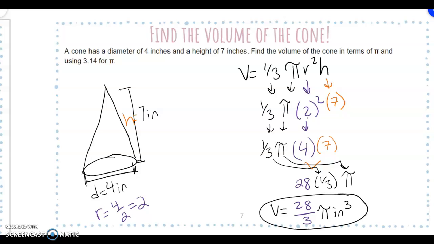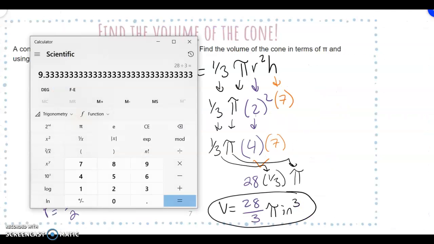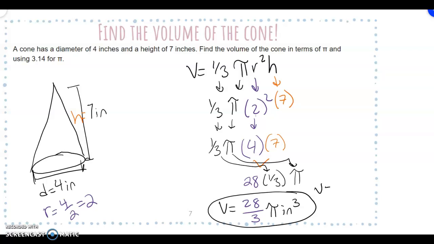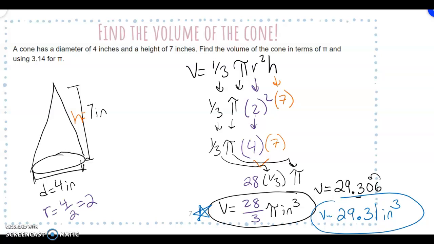And then we need to use 3.14 for that. So I'm going to take this number, times it by 3.14. I'm going to get 29.306. If we were going to round, I'd round to the nearest 10th place, meaning my final answer would just be 29.31 inches cubed. Since it told us to leave it in terms of pi, we leave it with 28 over 3 pi inches cubed.